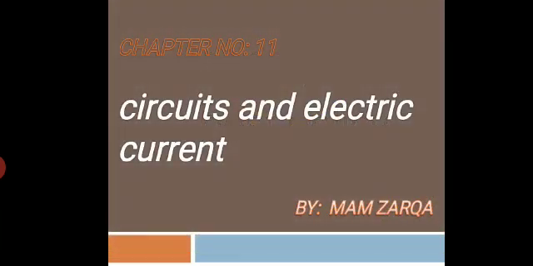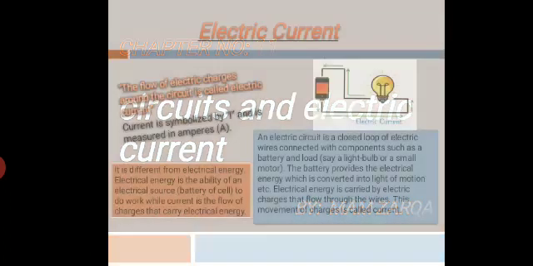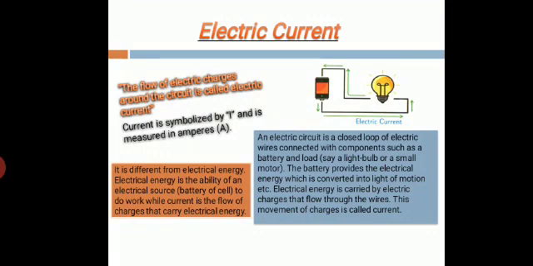Students, today we are doing chapter number 11, circuits and electric current. As you know students, electric charges are of two types, positive and negative charges. Like charges repel each other, and unlike charges attract each other. Okay students? Now today we discuss our main article, that is electric current.